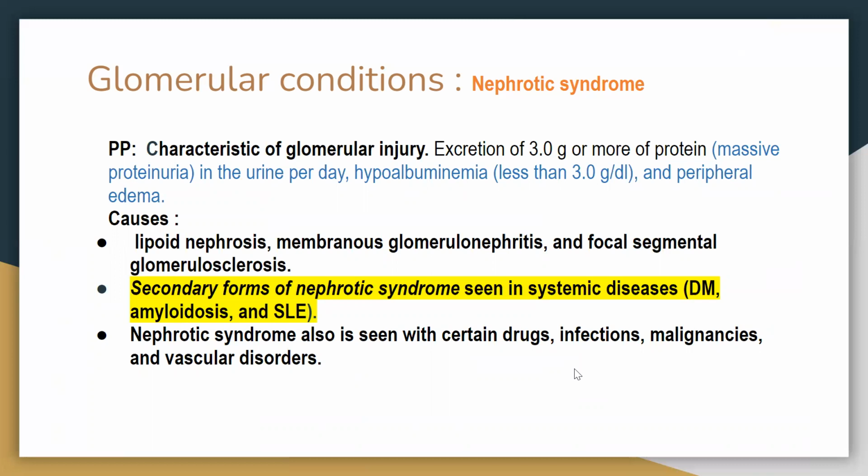And the causes, I've seen lupus listed as a cause of these, so I have highlighted those. A lot of times students pick all the kidney diseases and miss the systemic diseases like diabetes, amyloidosis, and lupus. So remember, there are secondary causes that also cause these 3 characteristic features: albumin, protein, and the edema findings. It is also seen in patients using certain drugs, infections, malignancies, and vascular disorders.